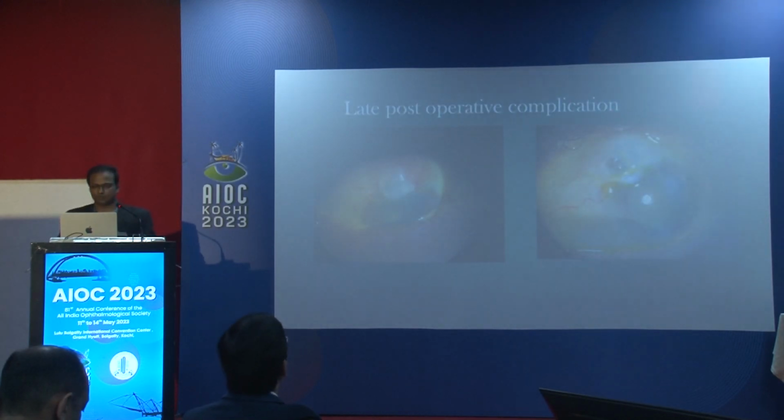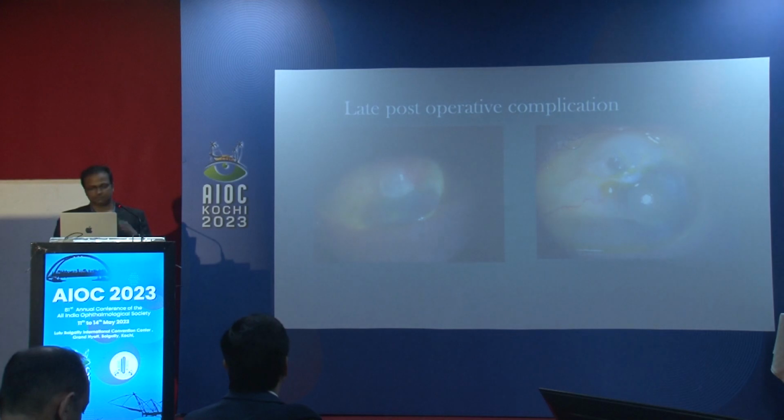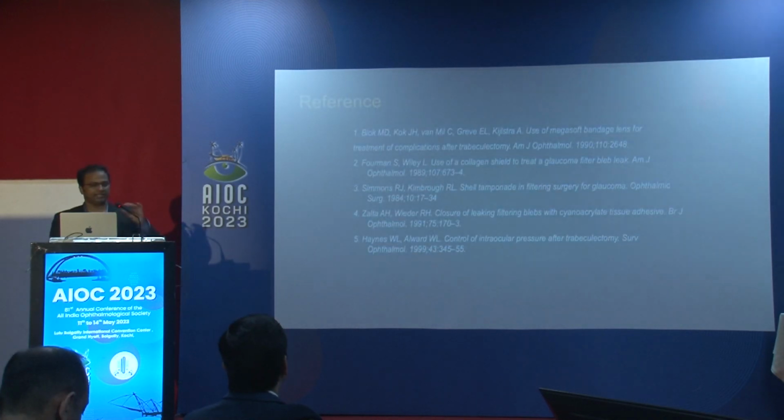Now this is a late post-op complication. We have a cystic bleb. Such a cystic bleb, if there is impending rupture, then we can do a conjunctival autograft, and sometimes if the sclera is also very thin, they can put a patch graft. So I have shared only a few complications in the interest of time. Thank you.